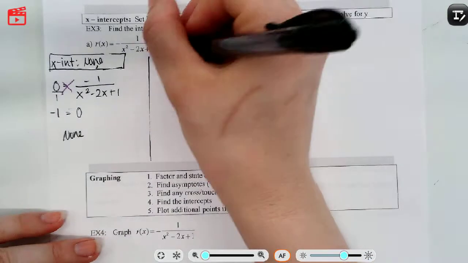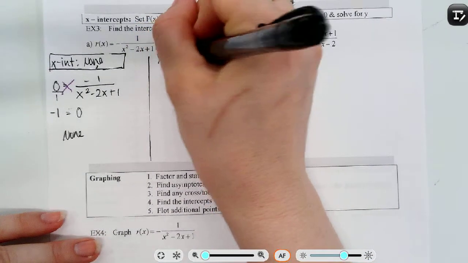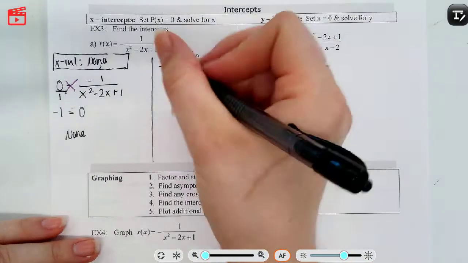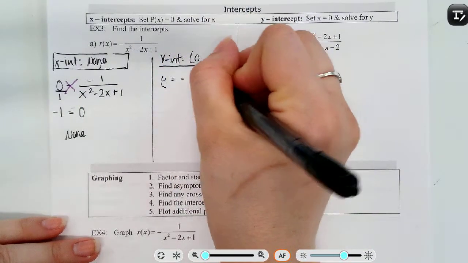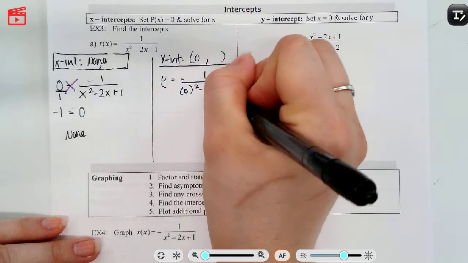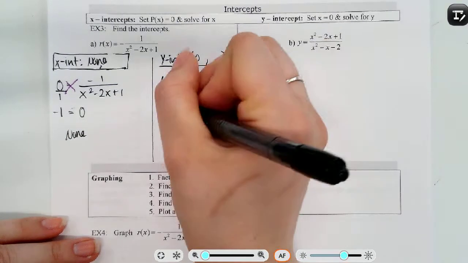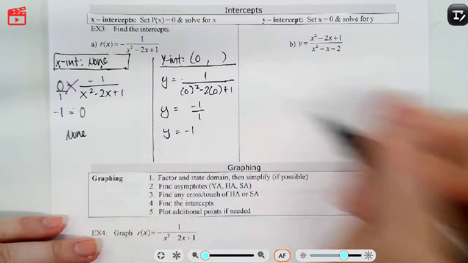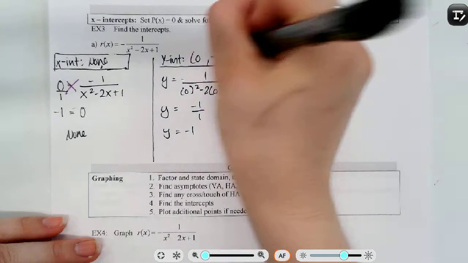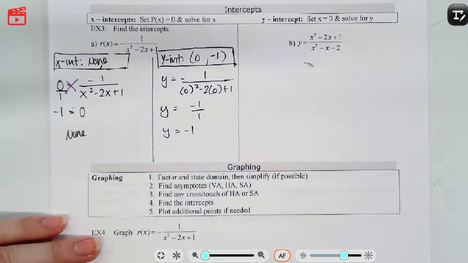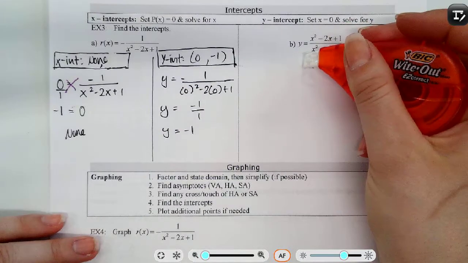All right, y-intercepts. We're going to set x to 0. So y equals negative 1 over, well, that's going to be 0 squared minus 2 times 0 plus 1, which will be y equals negative 1 over 1. So y equals negative 1. Aha, we do have a y-intercept. Negative 1. Awesome. Okay, take a sec and try to see if you can find the x and y intercepts for b.